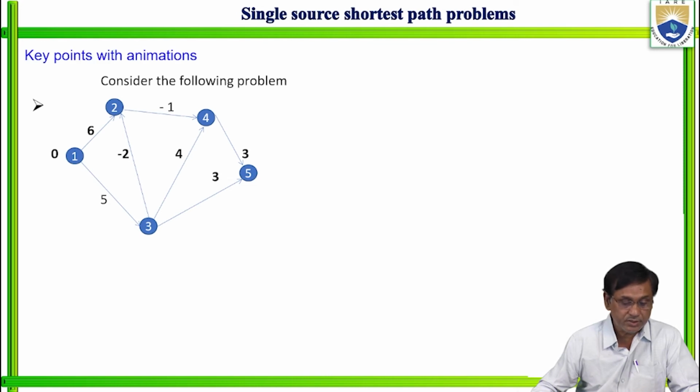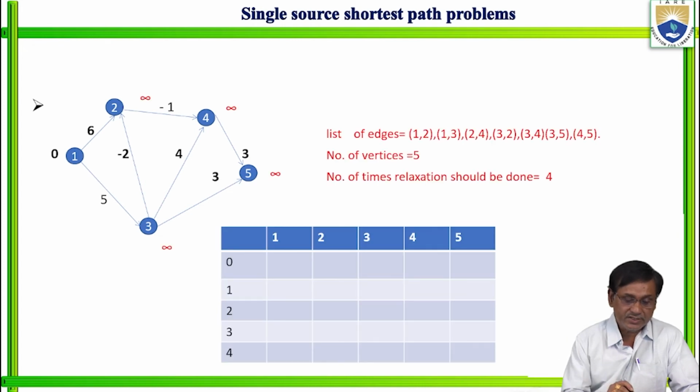So, what is the procedure? First, we have to consider one as the starting vertex or the source vertex. The distance corresponding to 1 is equal to 0 and remaining vertices are marked as infinity. So, corresponding to the vertex 2, the distance is infinity, 4 is infinity, 5 is infinity, 3 is infinity. The same thing we have to mark here. Vertex 1 is equal to 0 and other values are infinity.